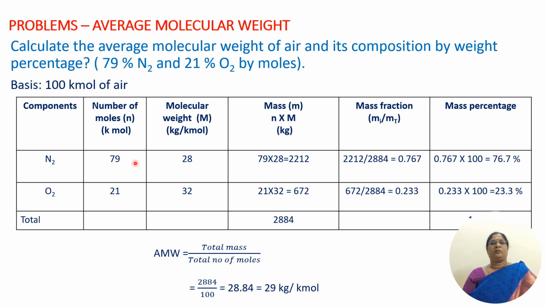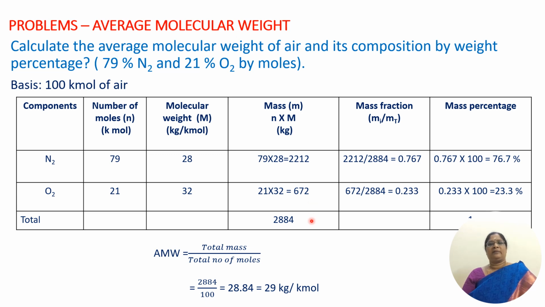Then we should write down the molecular weight of nitrogen and oxygen. The molecular weight of nitrogen is 28 and the molecular weight of oxygen is 32. Then by using the formula mass is equal to number of moles into molecular weight, we can calculate the mass of nitrogen and oxygen. For nitrogen, the number of moles is 79 and the molecular weight is 28. That is 79 into 28 will give you 2212. Similarly, for oxygen, 21 into 32 is 672. Then make the total, that is 2212 plus 672 is 2884.